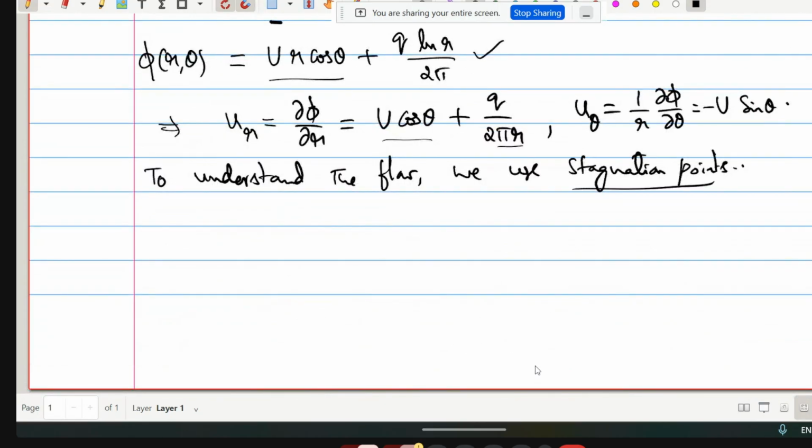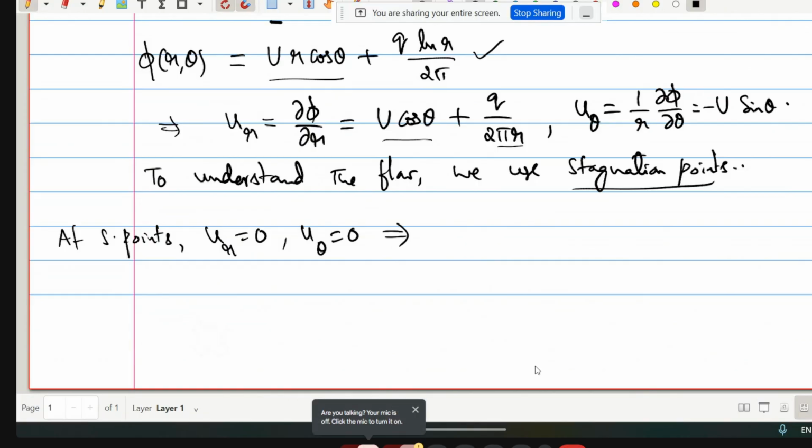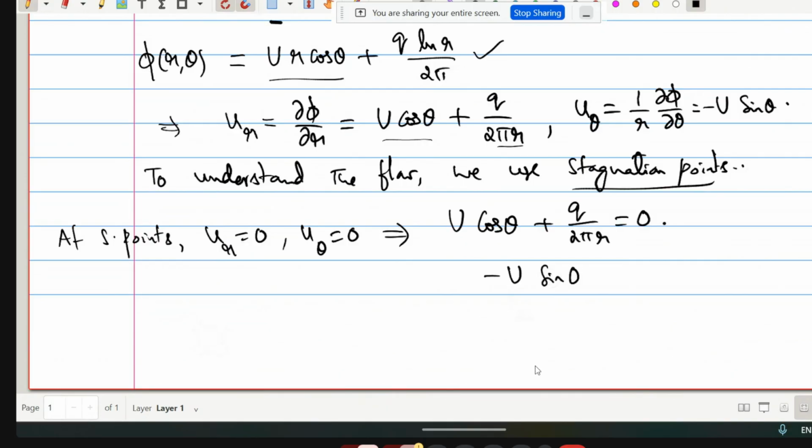Stagnation point means UR equal to 0 and U theta equal to 0 simultaneously. Okay, so it's stagnation points. I'm just writing S points equal to 0 implies. So what is it that you get? So what is U theta? Let's call this U cos theta plus Q by 2 pi R equal to 0, and minus U sin theta equal to 0. So what does this give you?